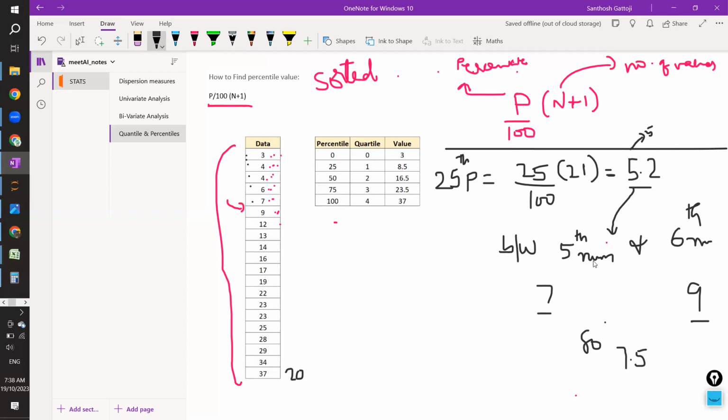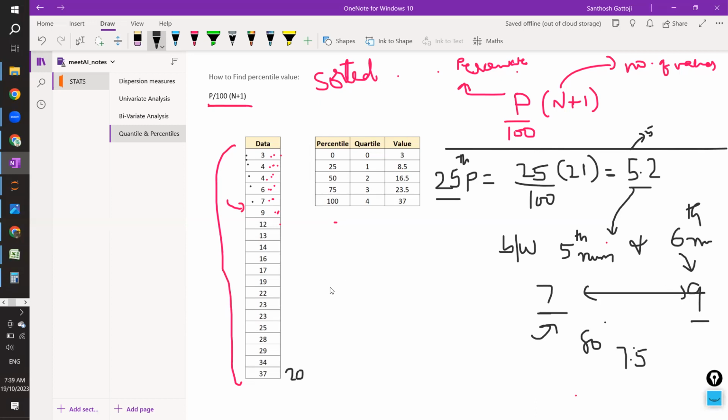5.2 is, if the fifth number is 7 and the sixth number is 9, agree? Yeah. Now the eighth number is 5.5. So the 25 percentile value will be somewhere between 7 to 9. As of now we won't go into exact details. I'll tell you later how to calculate exact details.